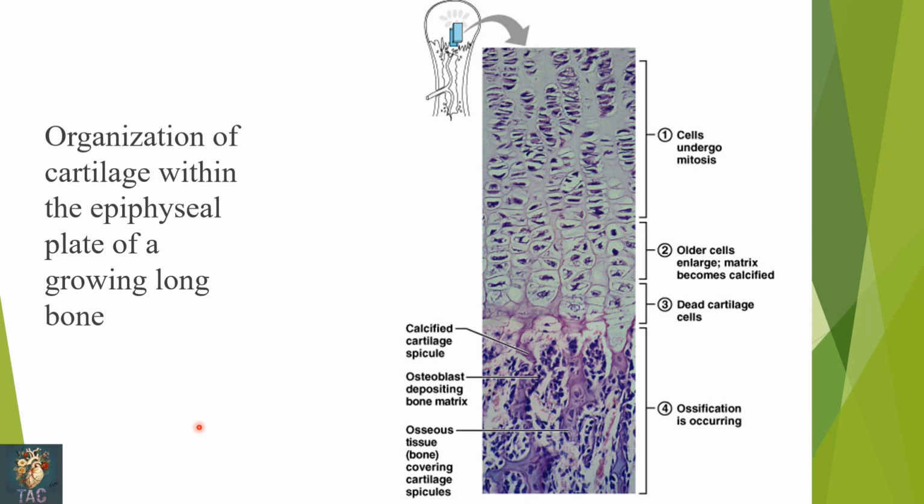This one is the histological diagram, in which you can see this is the area where the cells undergo mitosis. The older cells enlarge, the cells become hypertrophic, then calcified, then the cartilage cells die, after which ossification and bone remodeling take place.